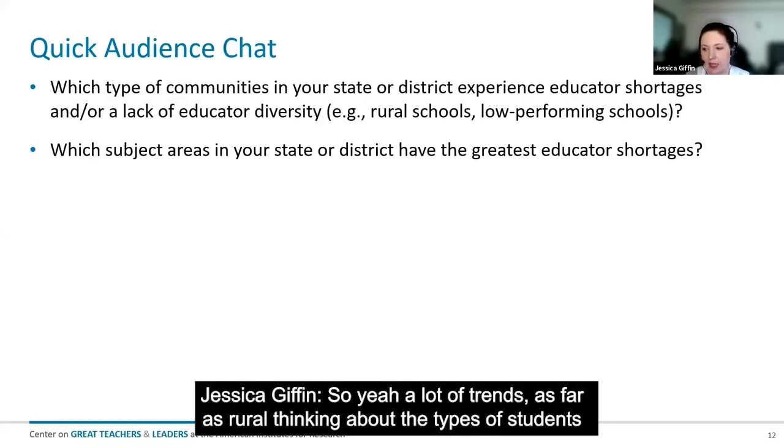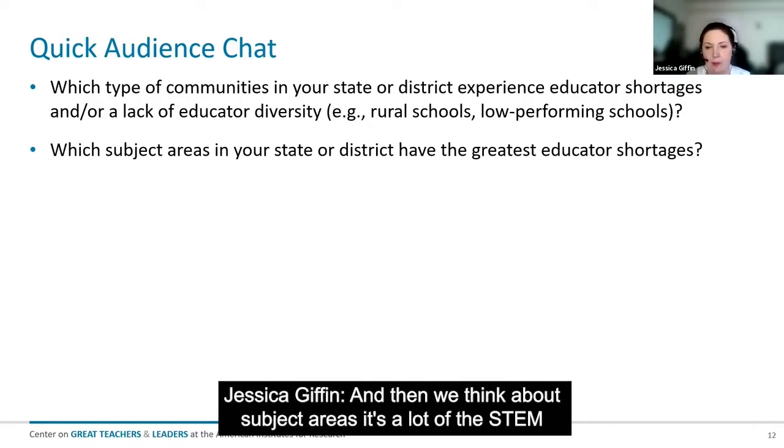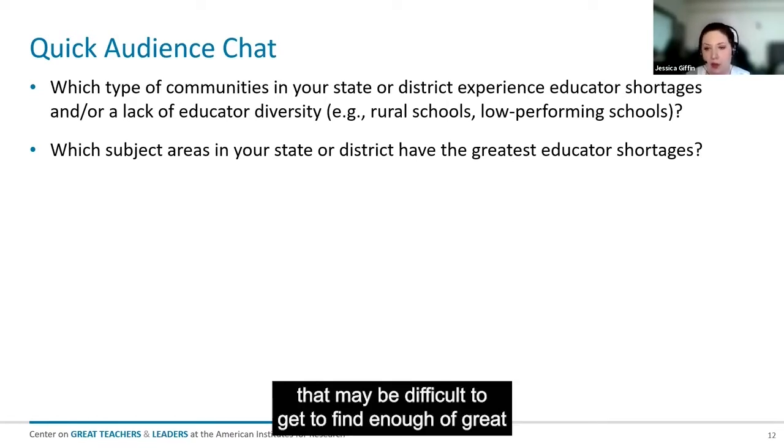Great. So yeah, a lot of trends as far as rural. Thinking about the types of students those schools serve, typically are students of color or students that are often underserved. And then when we think about subject areas, it's a lot of the STEM or maybe special education or even certain roles like counselors that may be difficult to find enough of.